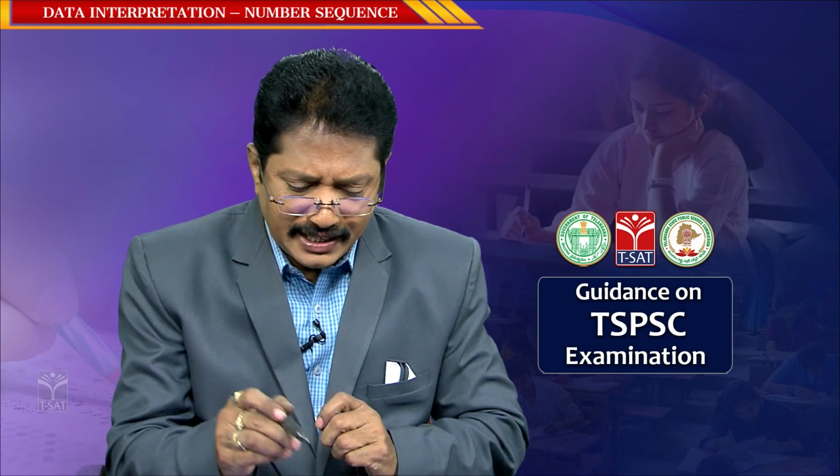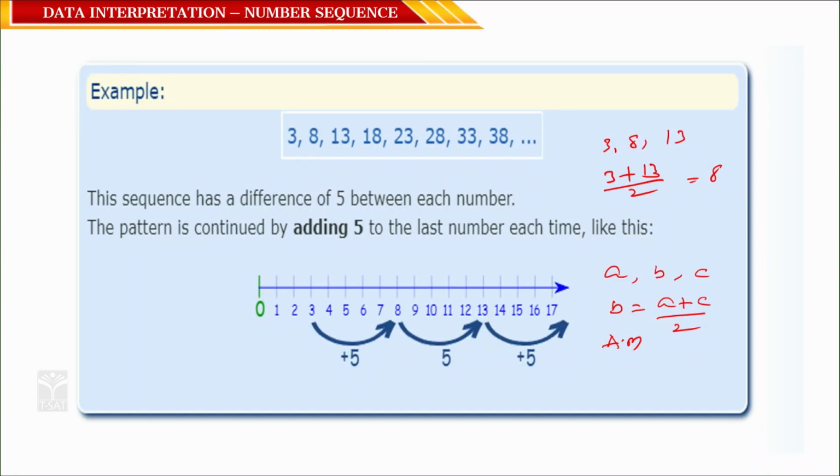And one more very important thing I will give here, only to generate the formula: 3, 8, 13, 18, 23. Now I am taking these 5 numbers. 3 plus 8 is how much? 11. 11 plus 13 is how much? 24. 24 plus 18 is how much? 42. 42 plus 23 is how much? 65. So the total sum is 65.